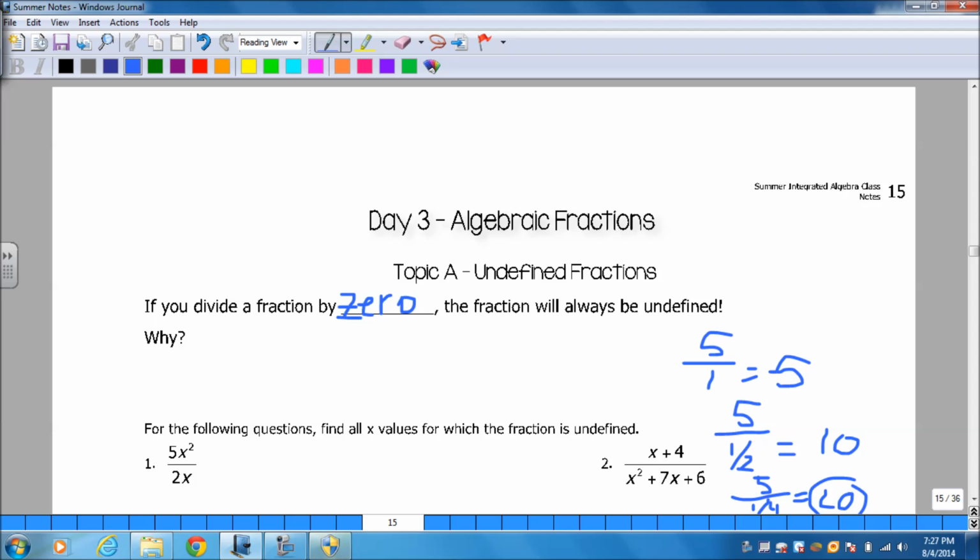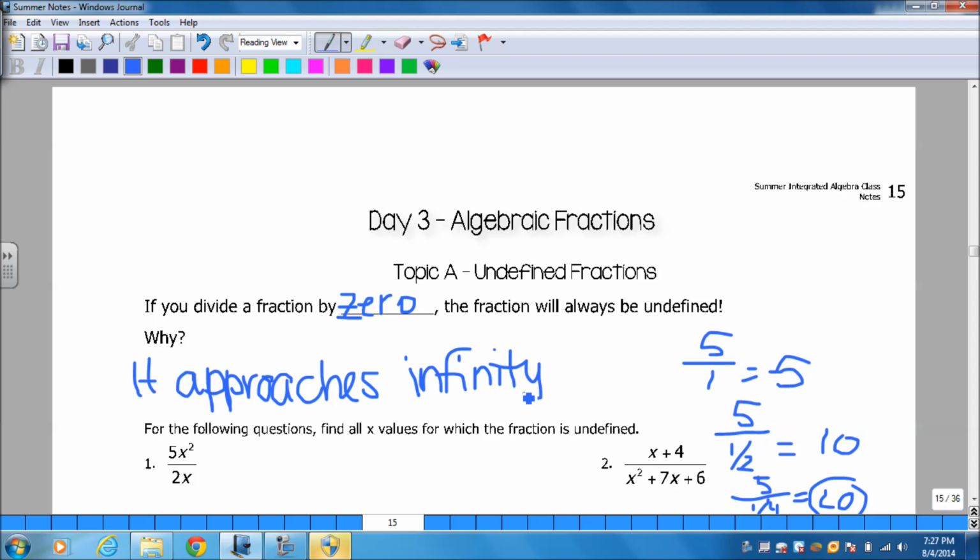And when you approach 0, the answer will approach infinity, okay? So it's because it approaches infinity, which is a number that we don't know, right? It's not an actually defined number, all right?